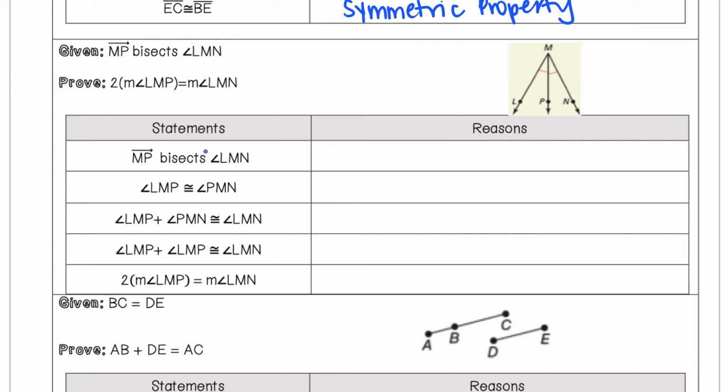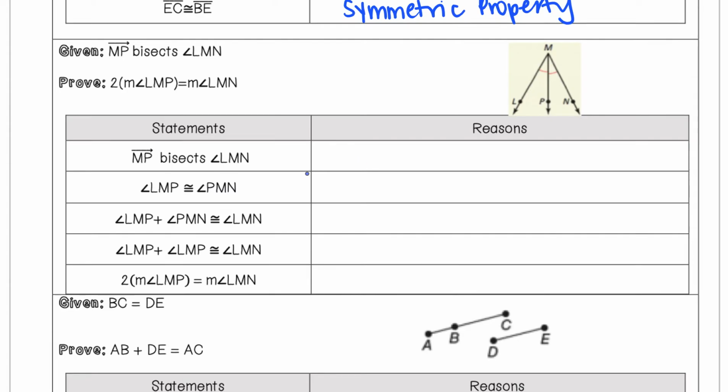In my next proof, I'm given that the ray MP bisects the angle LMN. When I have a ray bisecting an angle, I know that those two angles are congruent. That's part of our definition. So now I'm going to be looking to prove that 2 times the quantity, the measure of angle LMP, will be equal to the measure of just one angle of LMN.